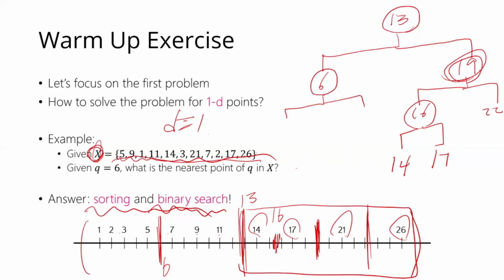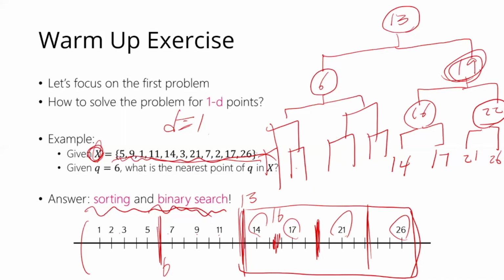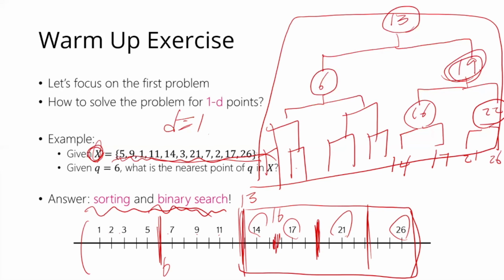Yeah, I'm just being sloppy here, so I might not be precise, but okay, let's just agree on that. Then you can do the same thing on the left-hand side, and then you can keep expanding the binary tree. And at the end of the day, you're going to have this kind of tree structure that you can compute offline.